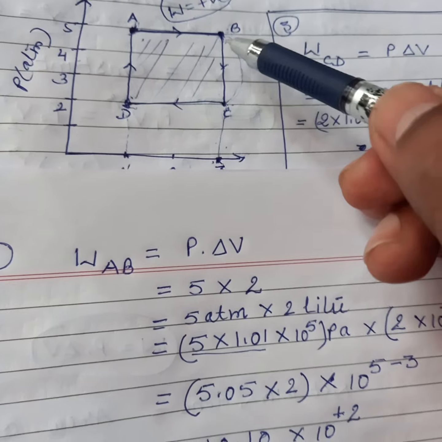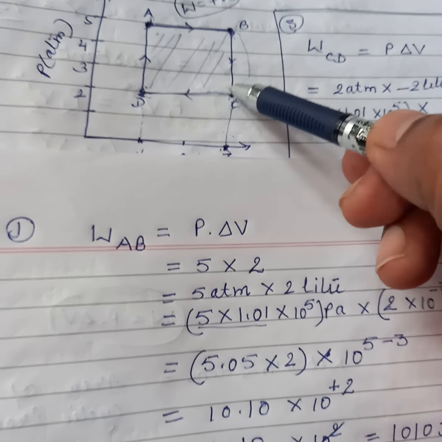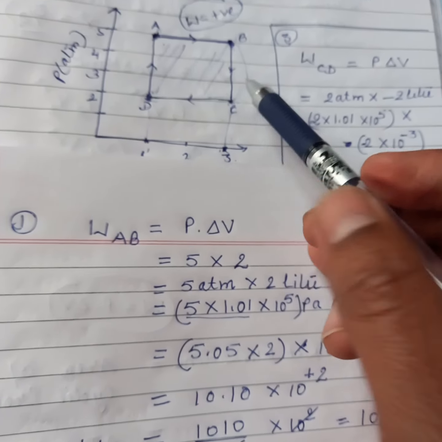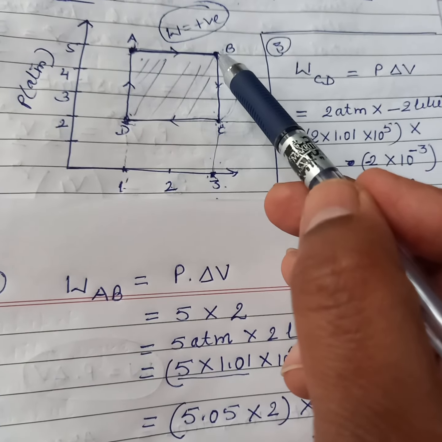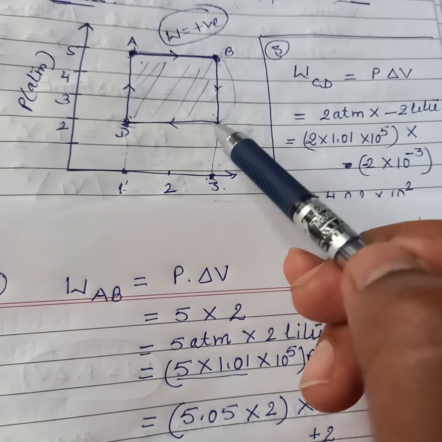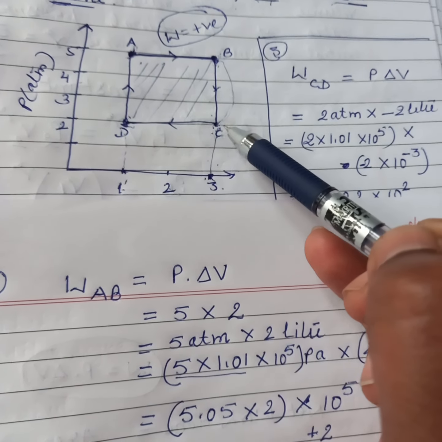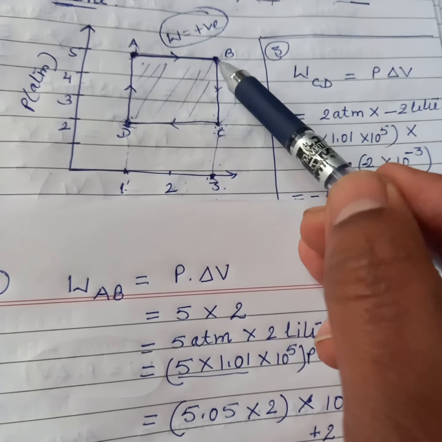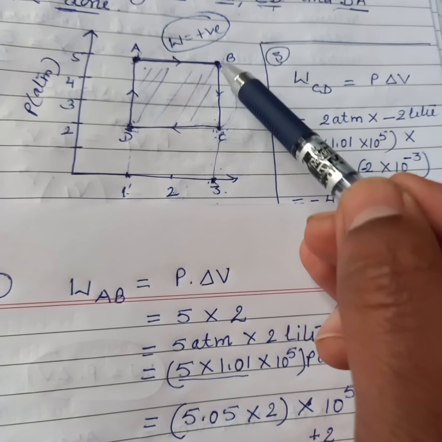Now second case, we require work done along BC. Work done along BC required. If you want the work done along BC, then see here. How much pressure is here? Pressure value during B to C process. Pressure value is 5 and here pressure value is 2. So what is the pressure value here? 3. 3 atmosphere is responsible for the work done from B to C.